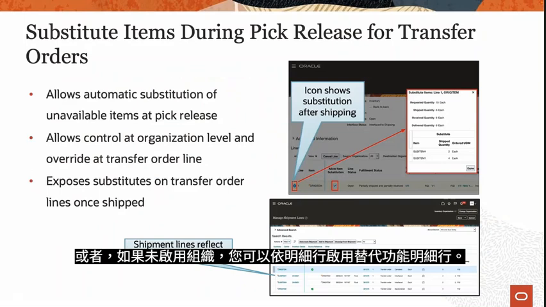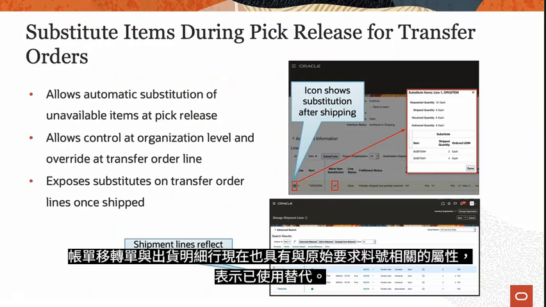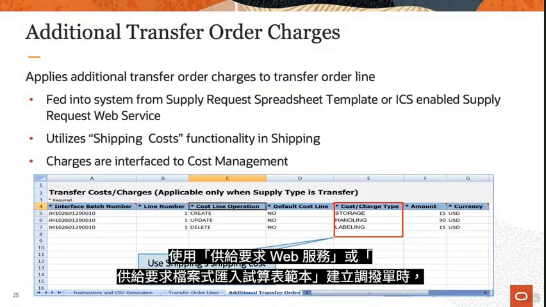Charges added using the web service or the spreadsheet import are always entered at the transfer order line level, but charges added directly in the shipping module can also be added to the shipment or a transfer order shipment. The additional transfer order charges will be processed by cost management when the transfer inventory transactions to costing process is run, passing the inventory shipping transaction into costing.